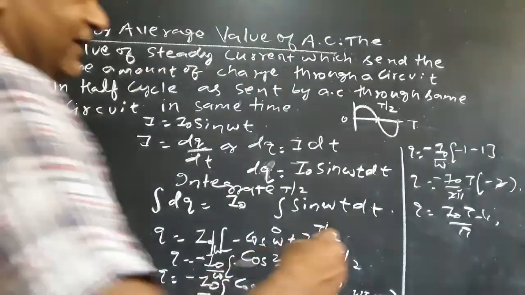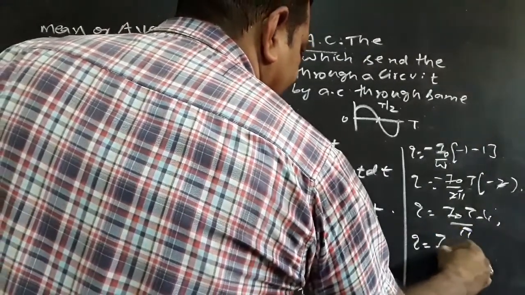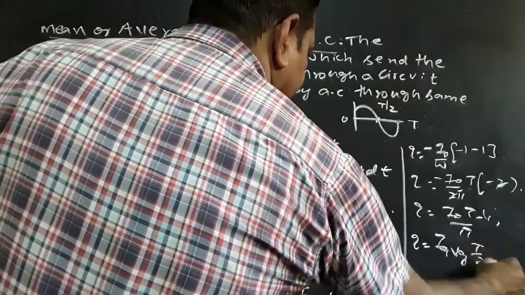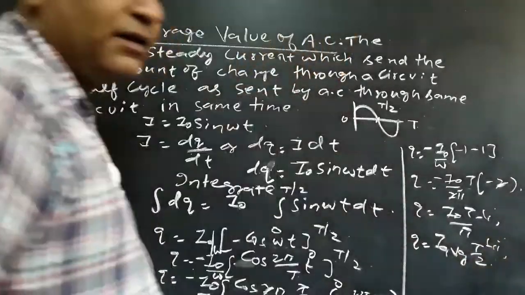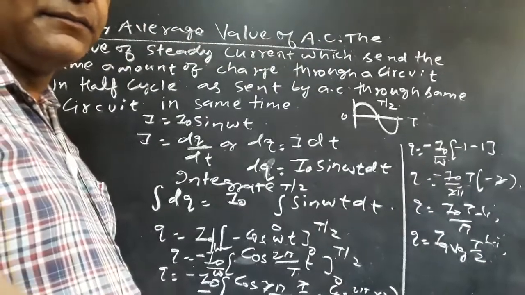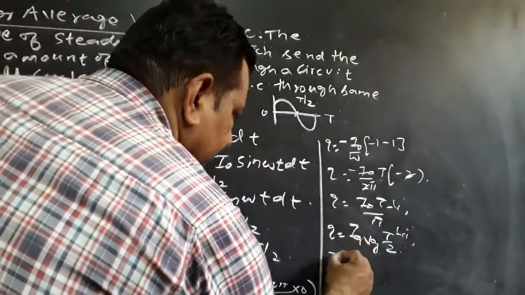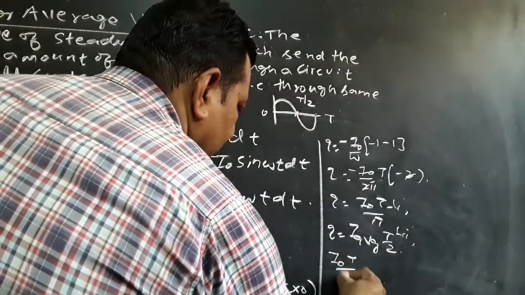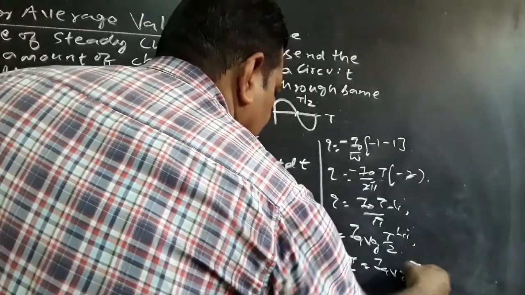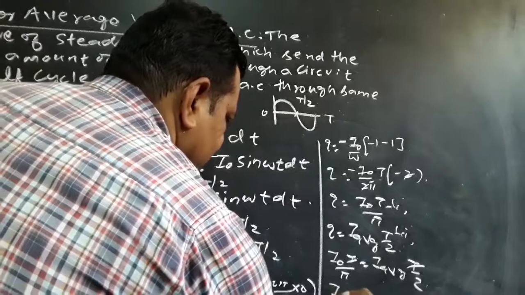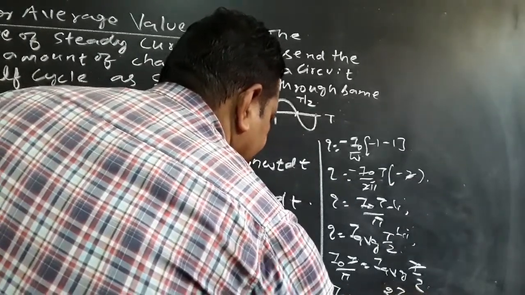Now I average is the current flow. We can write I average times T by 2. This is equation number second. From equation first and second, we can write I naught T upon pi equals I average T by 2. So we get I average that is 2 I naught upon pi.